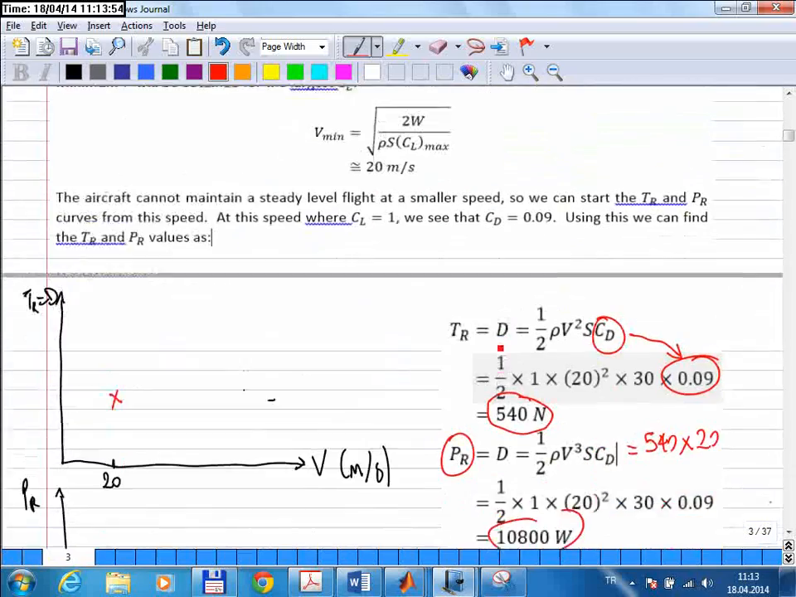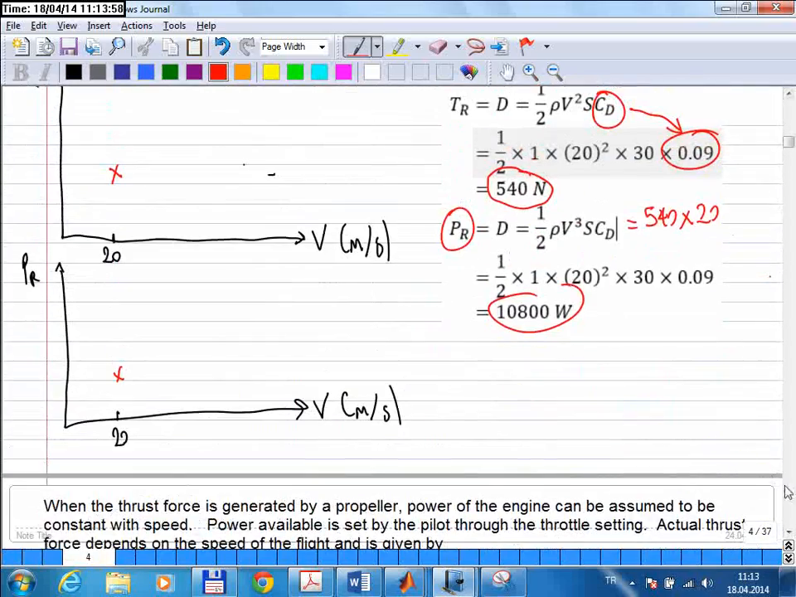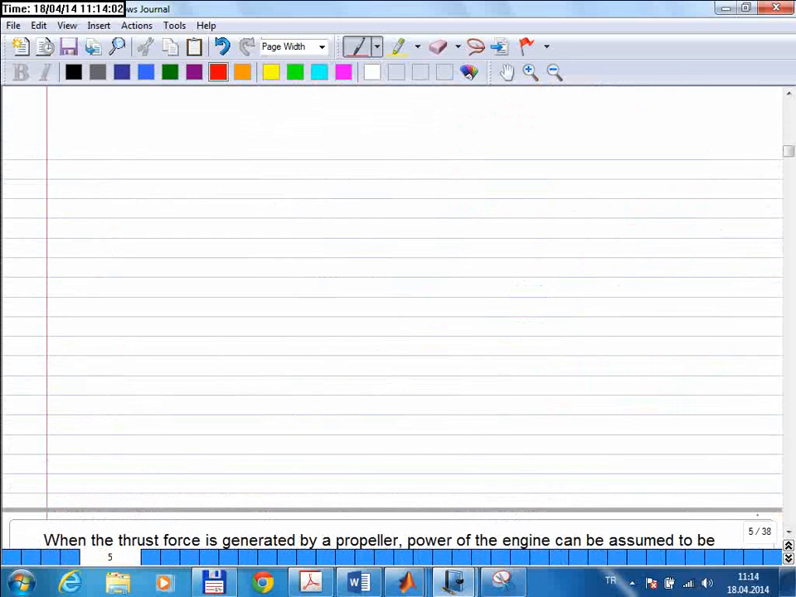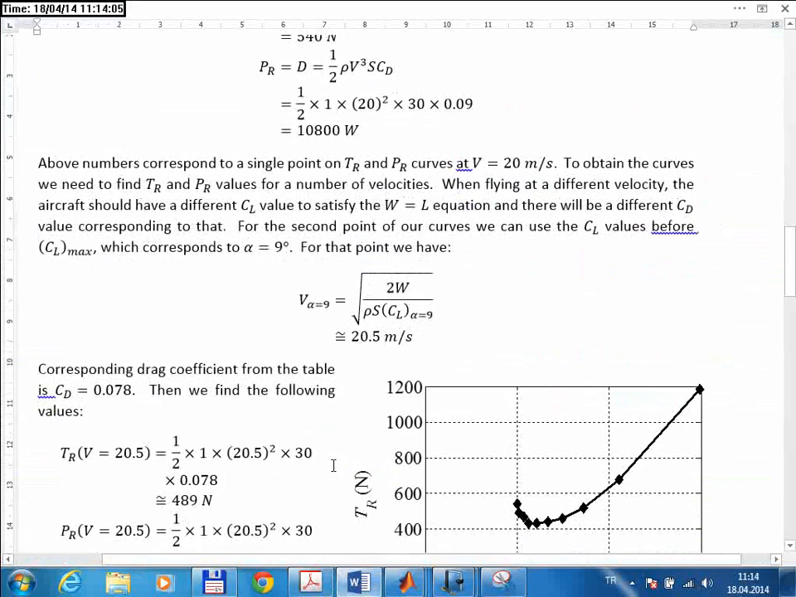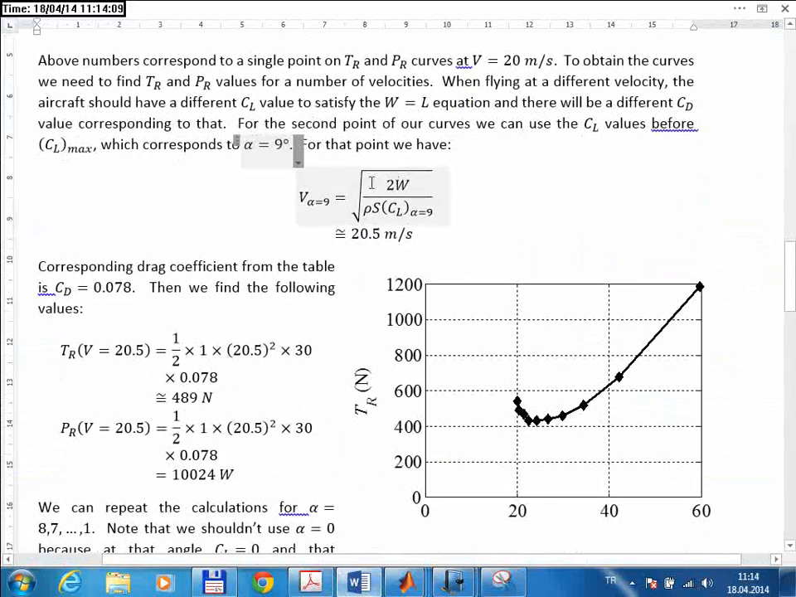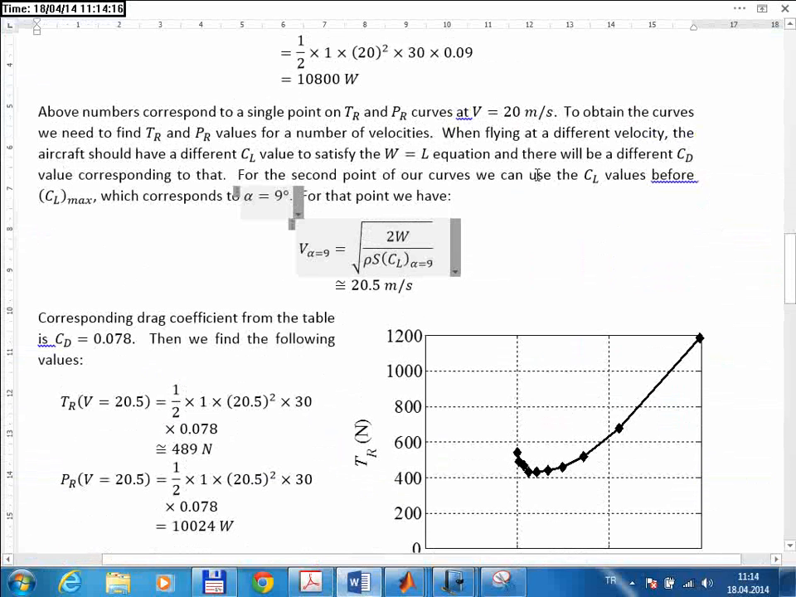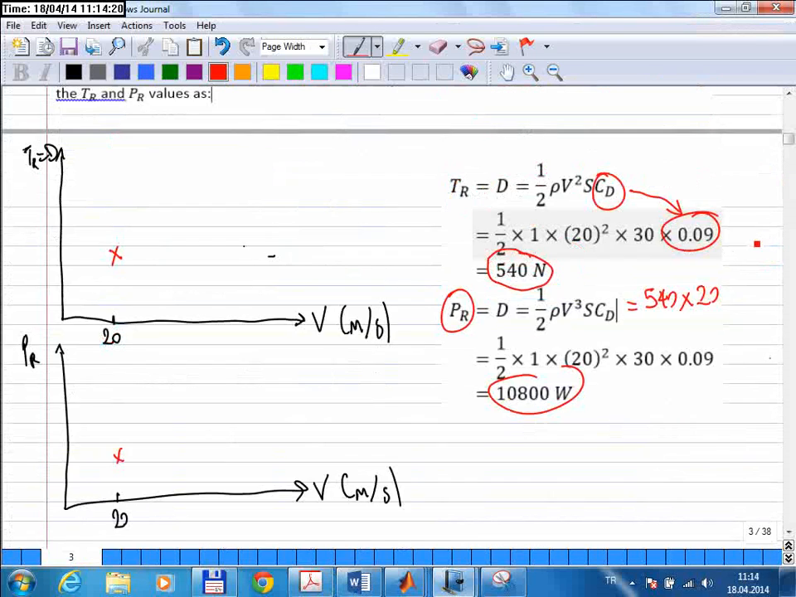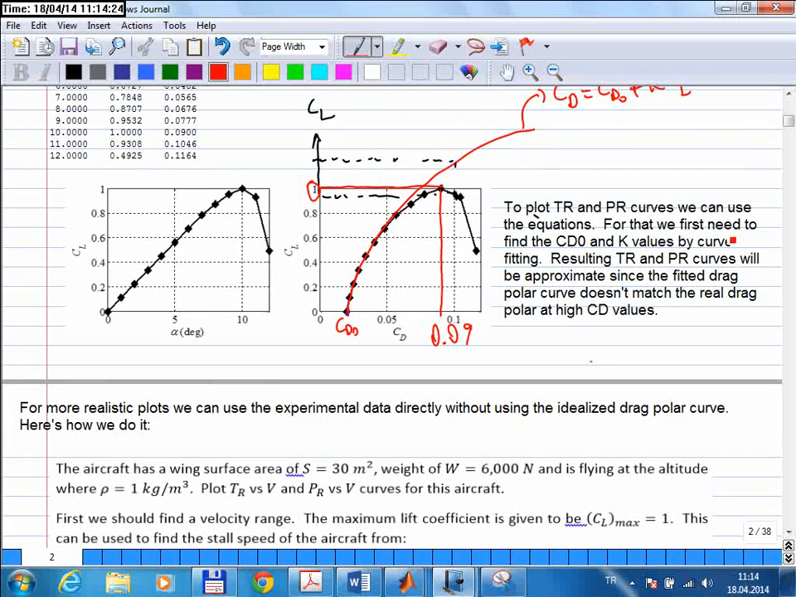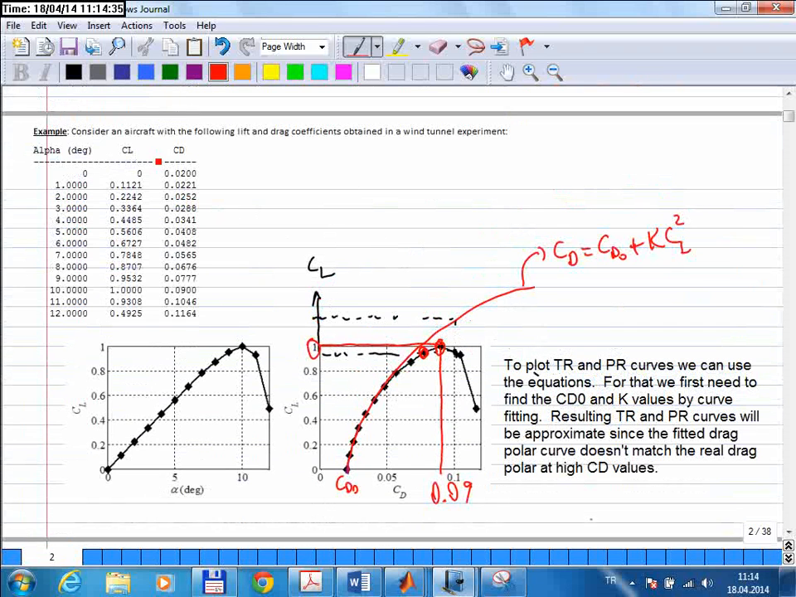Well, this is explained in this document. It's explained already, but let me just quickly go over it. This point gave us one point on the thrust required and power required curves. To use this point, we check the value of lift coefficient. It's easier to see that here. The first point was calculated using this data set. For the second point, we used this lift coefficient and that drag coefficient.